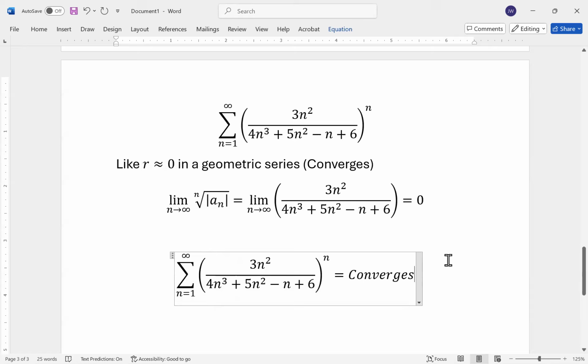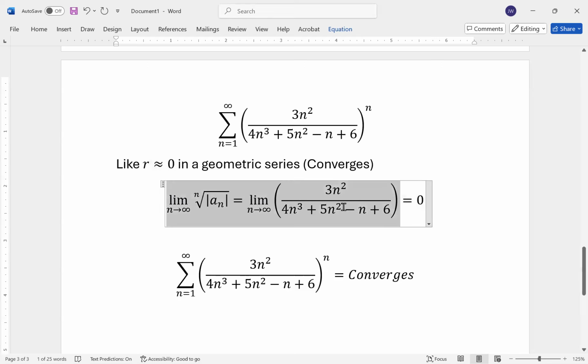So on something like that, the root test is very handy. Again, in my class, I typically just say, oh yeah, that looks like an R close to 0, and then I don't write out this step formally. But there are some instructors who would maybe want this step written out formally. I tend not to.